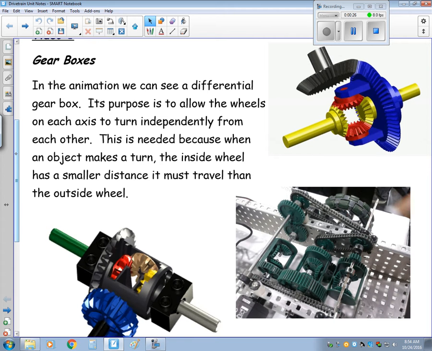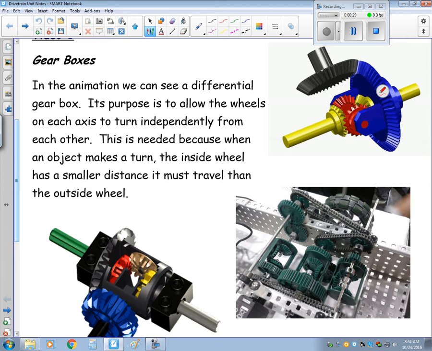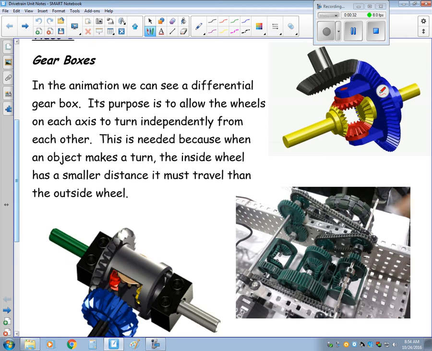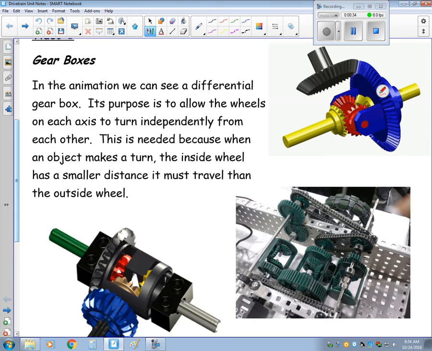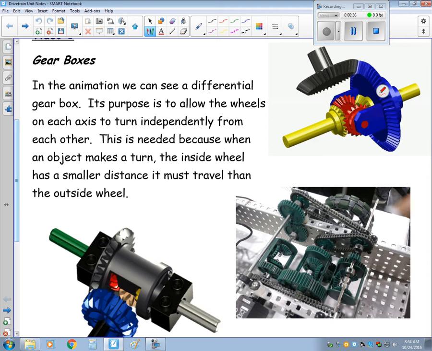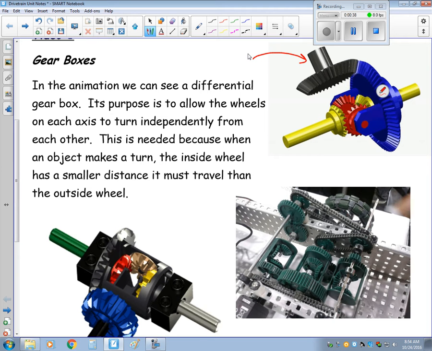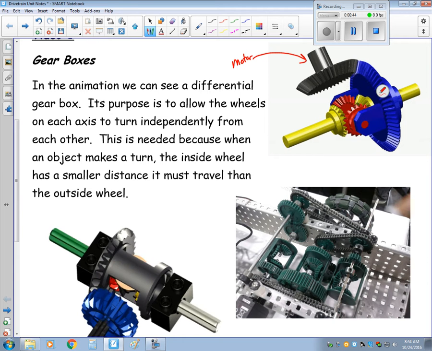So, in this first video, we want to start talking about gearboxes. Here I have a few animations showing a differential gear system. This first part right here comes from the motor. So that's like your input. And what this does is it uses planetary gears for this system.